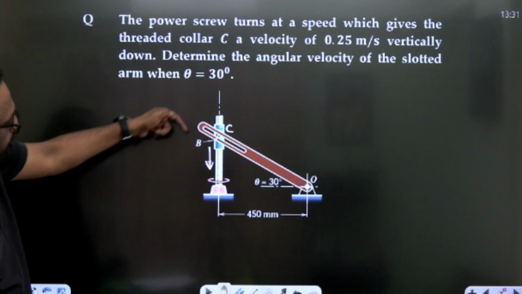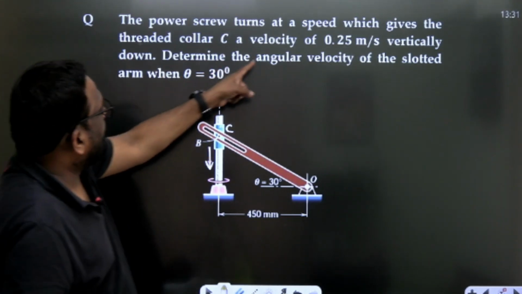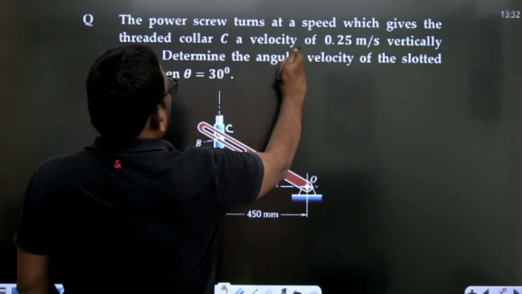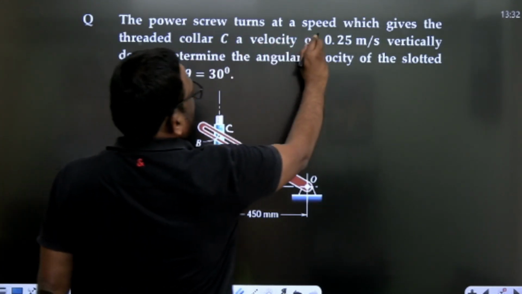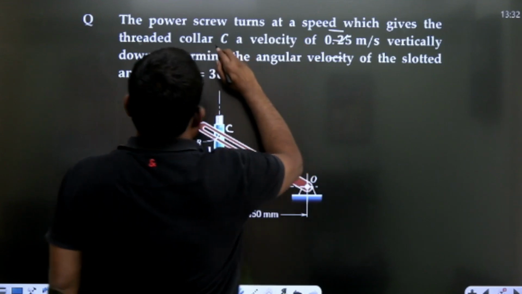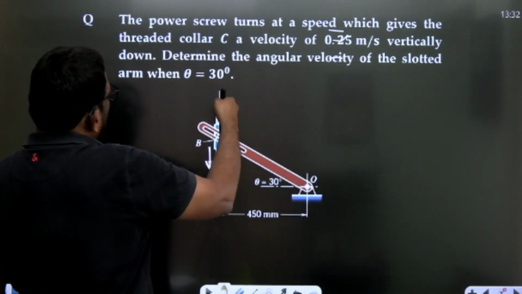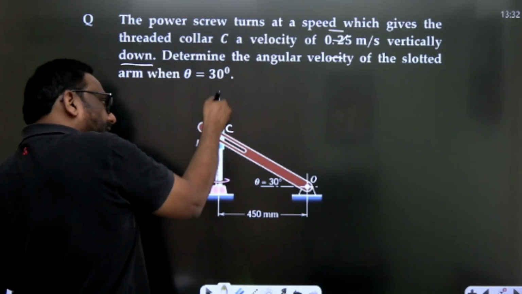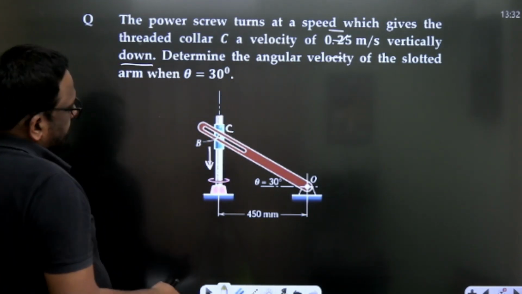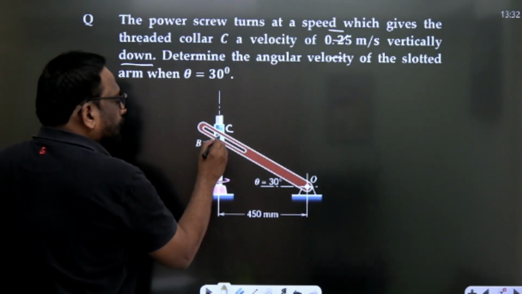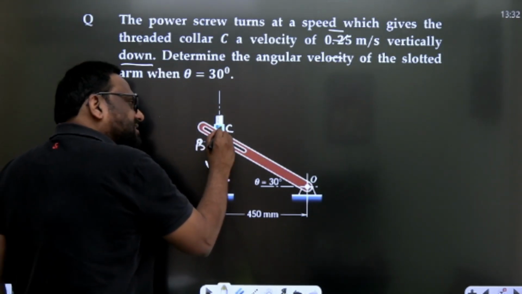Now see, sir, when the collar is coming down, with what velocity is it coming? 0.25. Where? See, the power screw turns at a speed which gives the threaded collar C a velocity of 0.25 vertically down. That means this collar is moving down vertically. Okay, sir. Now, and B is the point on the collar. See, this is collar C.